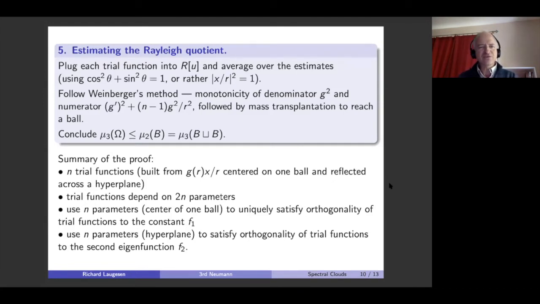So to summarize the proof, I know there's quite a lot to take in, but the steps are: build the trial functions from centering on one ball and reflecting across a hyperplane. The trial functions depend on 2n parameters, the center of the ball and the location of the hyperplane. So use the center of the ball to satisfy orthogonality to the constant for all of your trial functions, and you use the location of the hyperplane to satisfy orthogonality to the second eigenfunction. And that's where the homotopy ideas and the Petrides theorem come in.